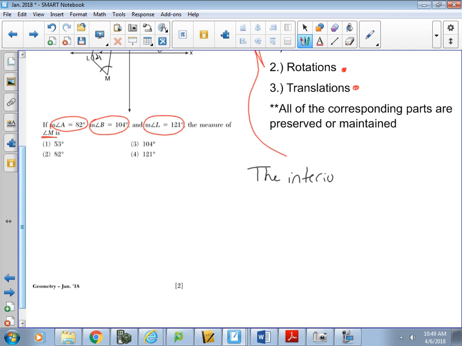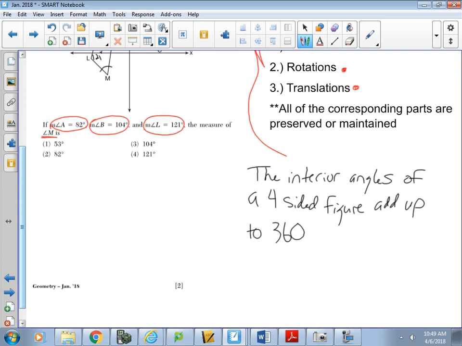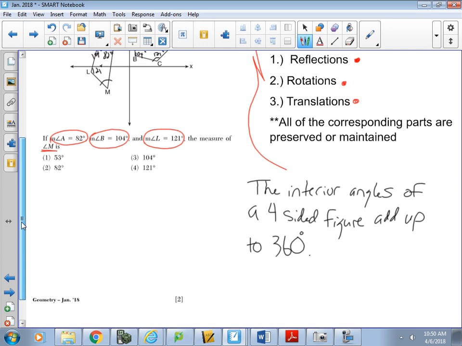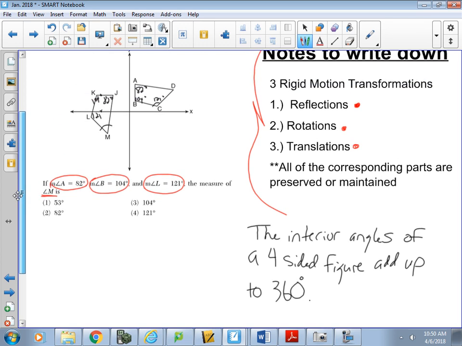The interior angles of a four-sided figure add up to 360 degrees. So I want you to write that down. I know all four of those angles add up to 360 degrees.